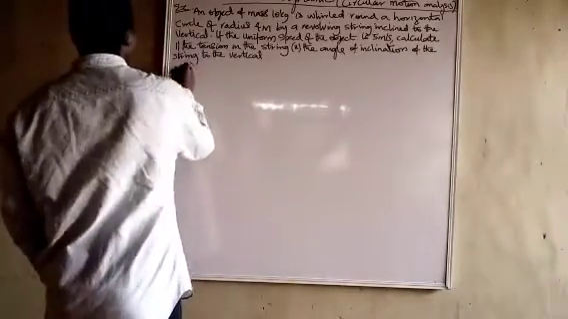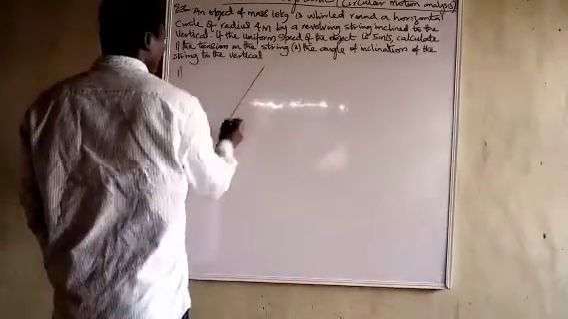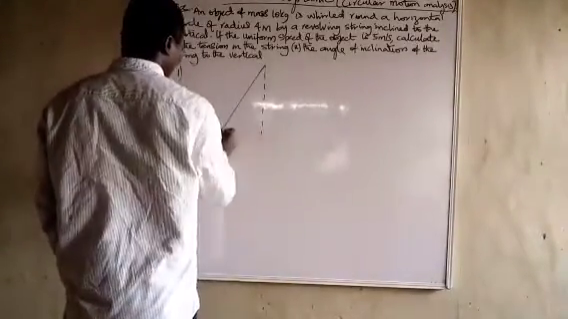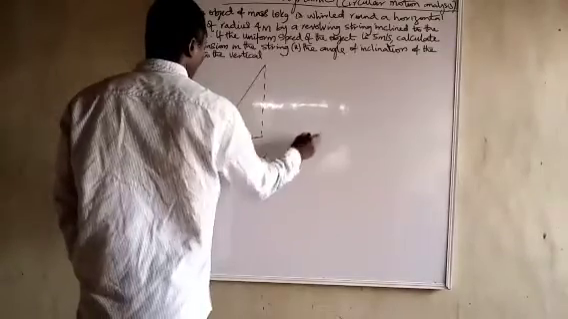An object of mass 10 kg is swirled around a horizontal circle of radius 4 meters by a revolving string inclined to the vertical. If the uniform speed of the object is 5 meters per second, calculate 1, the tension in the string, 2, the angle of inclination of the string to the vertical. Now, you have the situation. We have a string inclined to the vertical like this, and it's moving around.